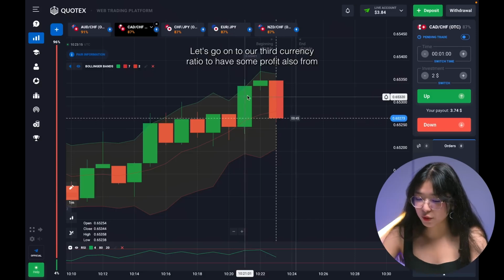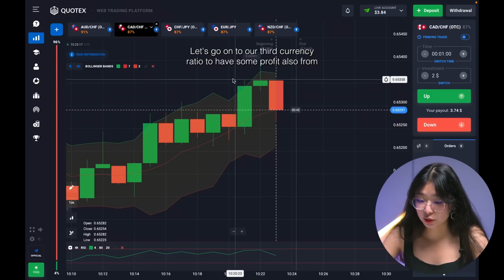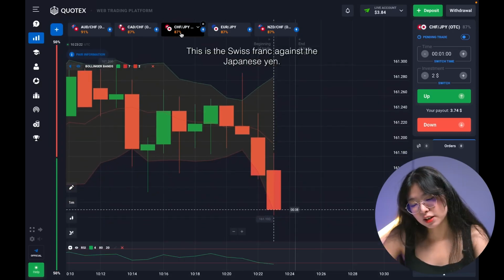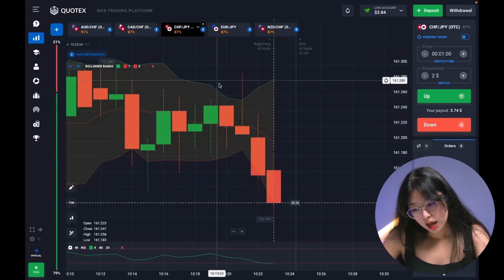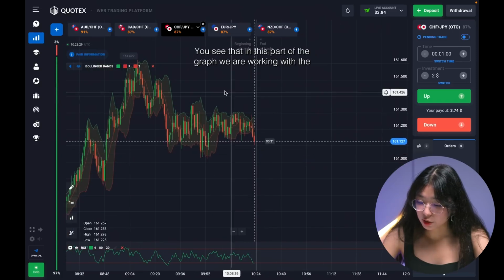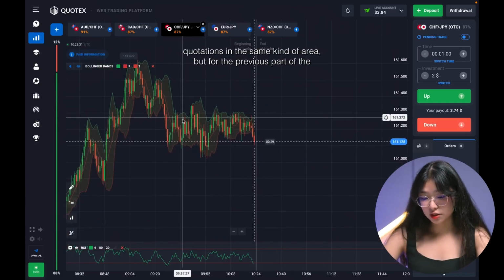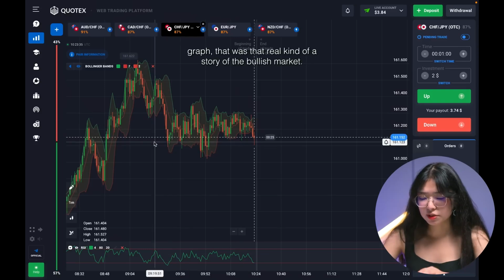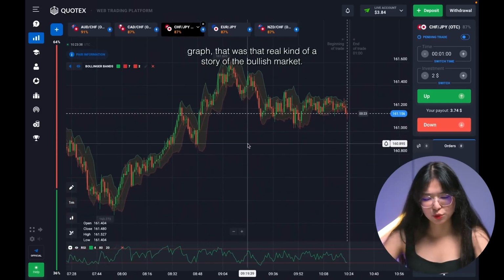So let's go to our third currency pair to have some profit from this pair also, guys. This is the Swiss franc and the Japanese yen. A great pair that we are working with. You see that in this part of the graph we are working with the quotations in the same area, but in the previous part of the graph it was a bullish market.